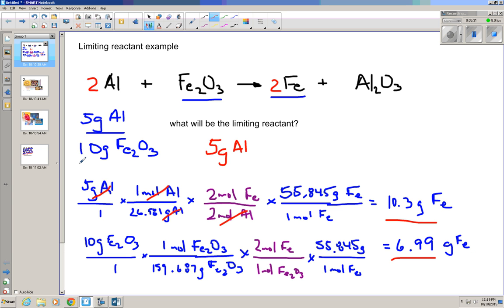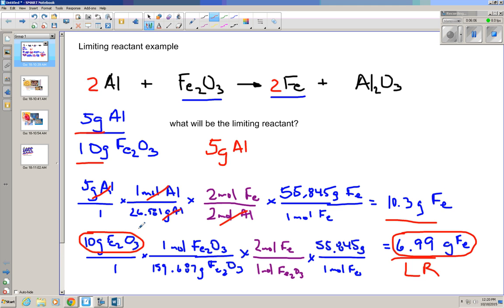If I use these two as starting amounts of my reaction, one of them could theoretically produce more iron and one of them can't. The number that's the smallest is always going to be telling you the limiting reactant. So in this case, 10 grams of iron oxide is not enough iron oxide. This is the component that is going to limit how much iron I can actually make in this reaction.